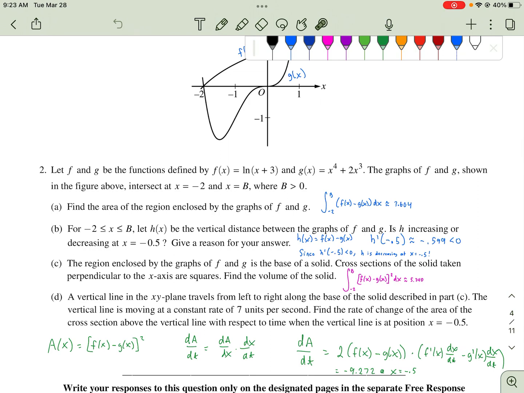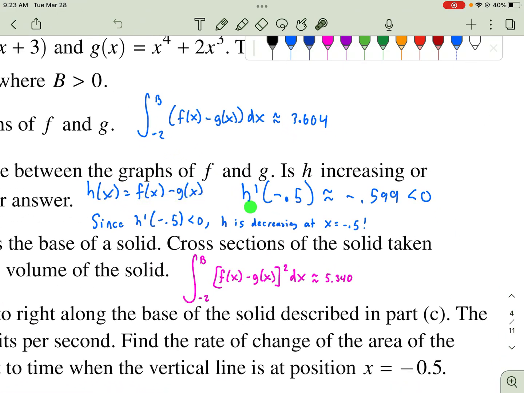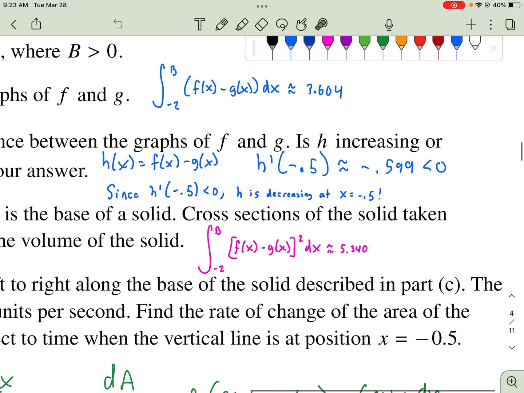For part B, it says let h of x be the vertical distance between the graphs. Is h increasing or decreasing at this number? Similar to the last problem, function h is the vertical distance, which is just f minus g. And so we want h prime of -0.5, which is just f prime minus g prime at negative 0.5. But you can just math 8 it. So you use your math 8 functionality, get this number, which is negative. Since the slope of h at that point is negative, h is decreasing at that value.